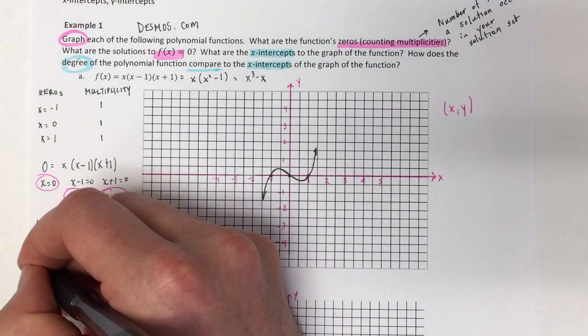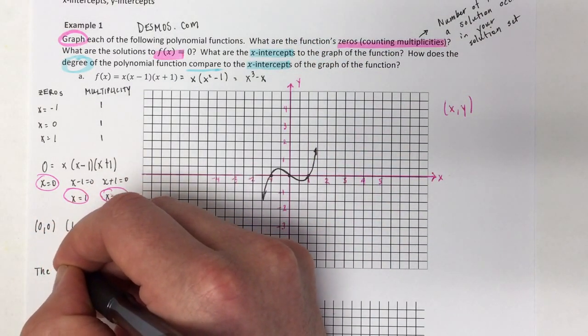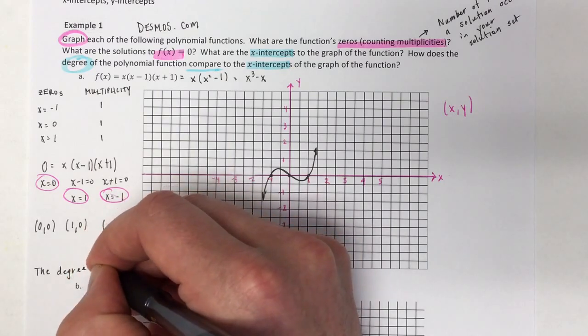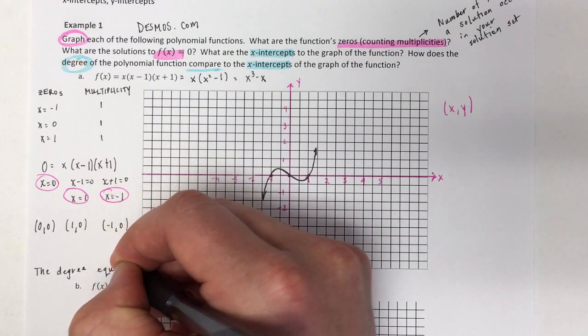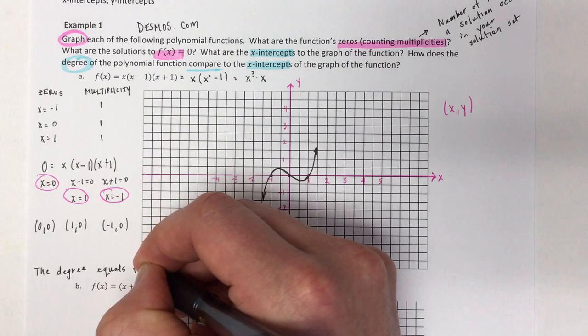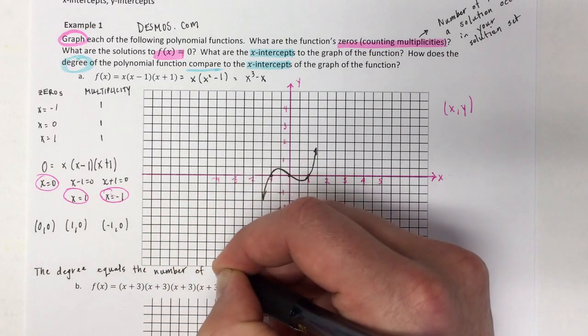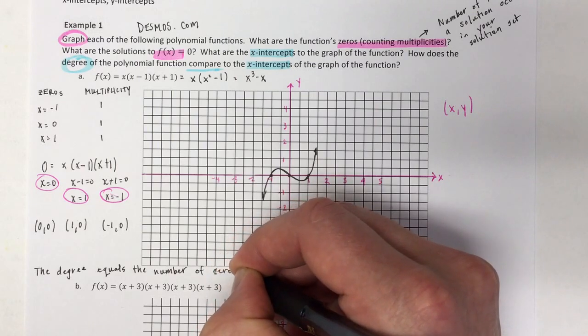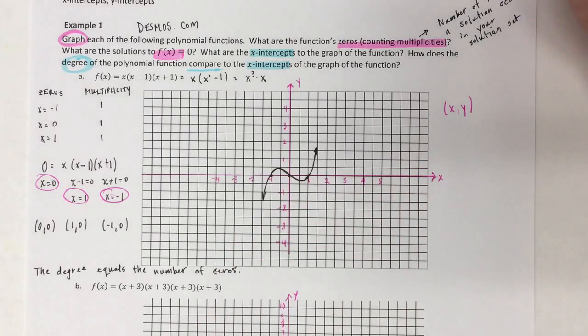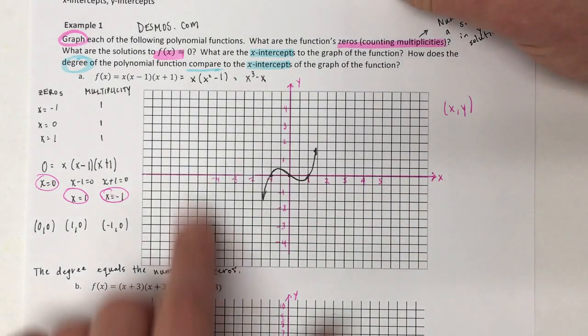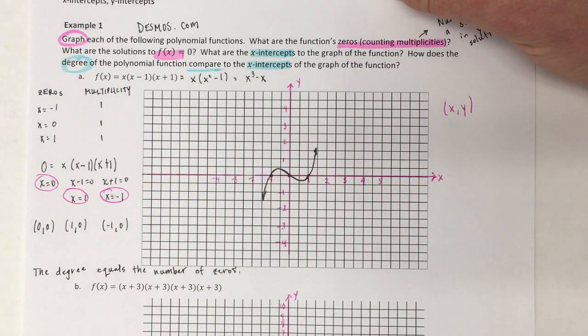So in sentence form, the degree equals the number of zeros. And essentially, we've answered all of the questions here.